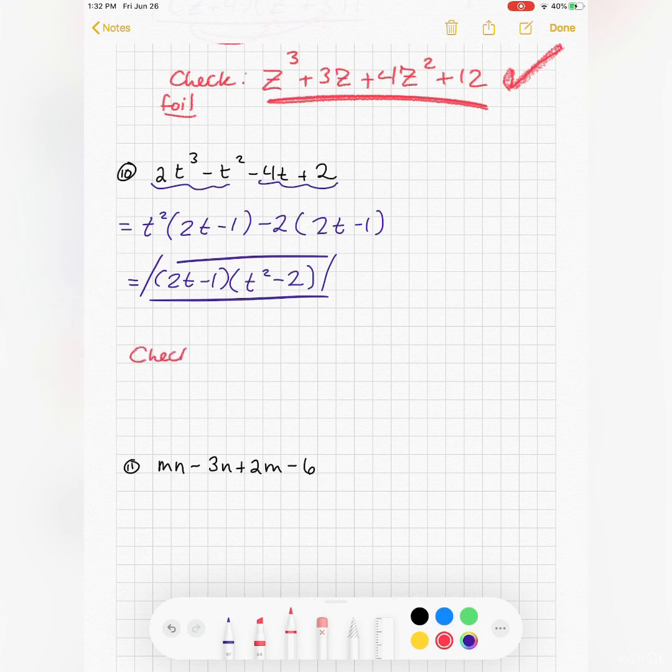Should I try foiling another one here to check? Let's make sure I get it right this time. 2t cubed minus 4t minus t squared plus 2. Is that what we started with? Yes.